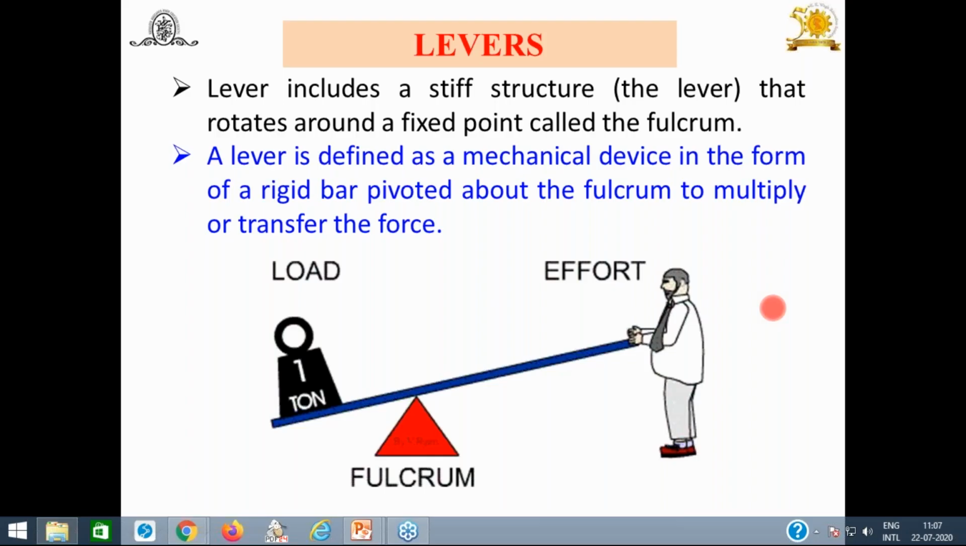The first slide is up to the design of the levers. It's okay, no problem. What do you mean by lever? Yesterday I already discussed these things, but today I would like to repeat it.